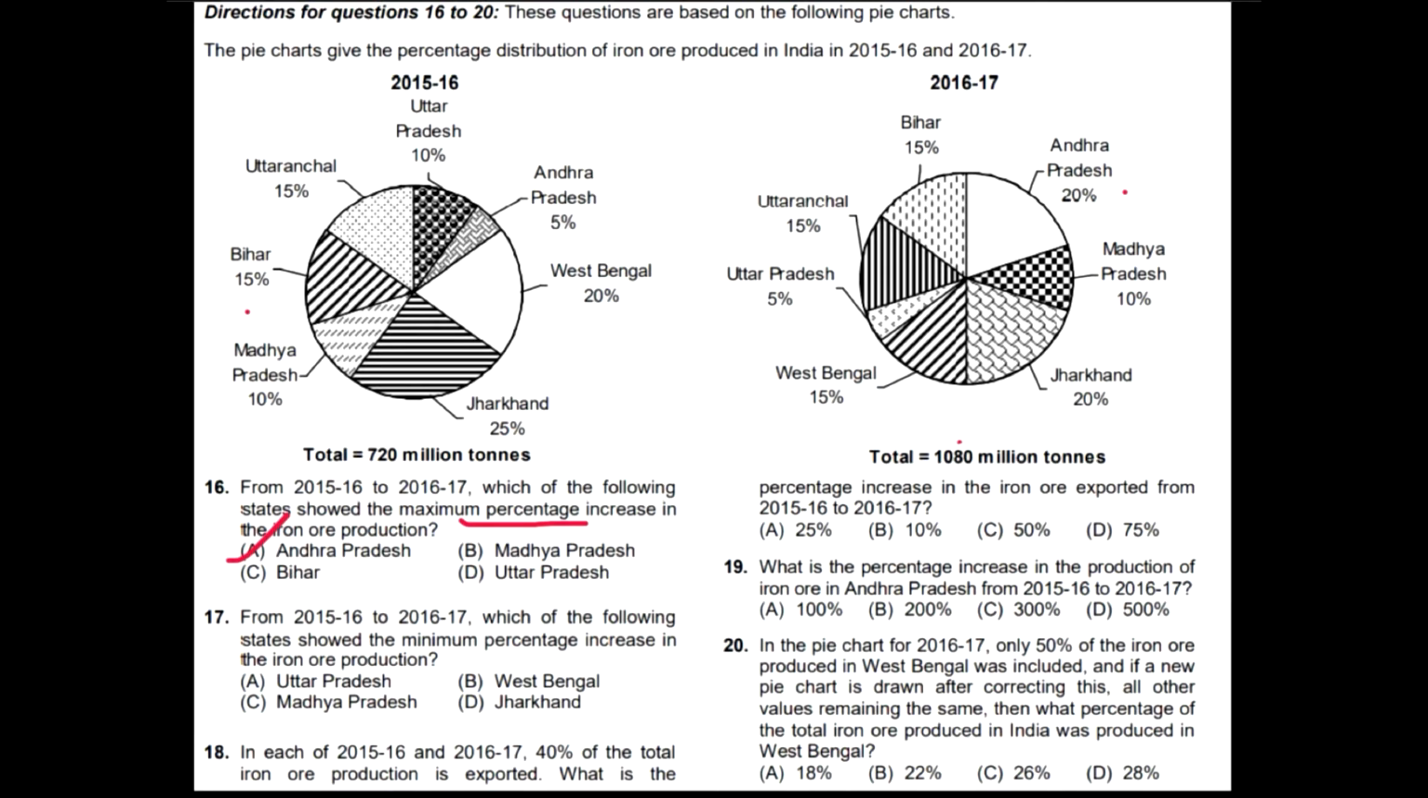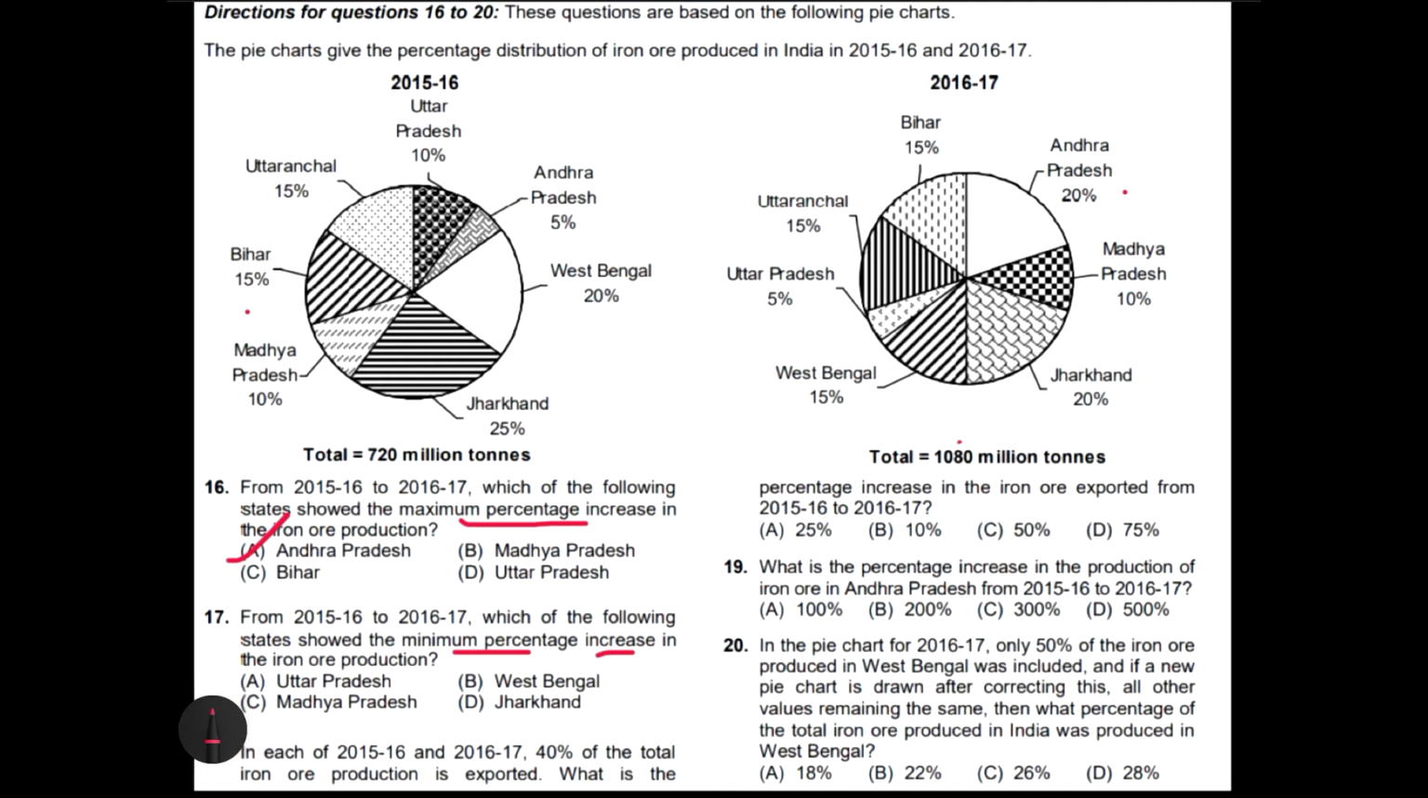From 2015 to 16 and 16 to 17, which of the following states showed the minimum percentage increase in the iron ore production? Now, here you have to spot out the minimum percentage increase. Two things very important. First, minimum. Second, increase. So, let's check down the options one by one.